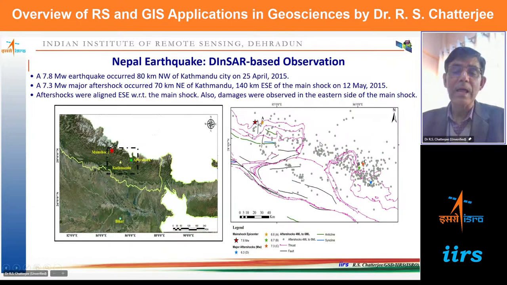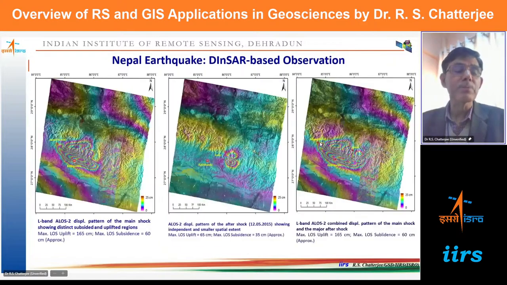Now you see, the land surface displacement due to such earthquakes can be measured by remote sensing based geodetic techniques. And if you can measure that land surface displacement, then you can assess the peak ground acceleration and what could be the potential damage. So this is how we have done it: due to the main shock, this kind of land surface deformation we have mapped.